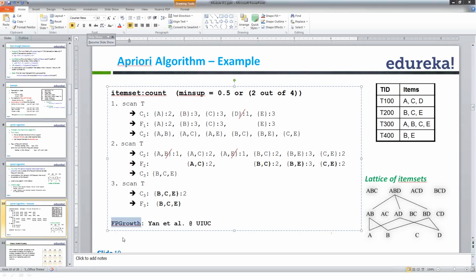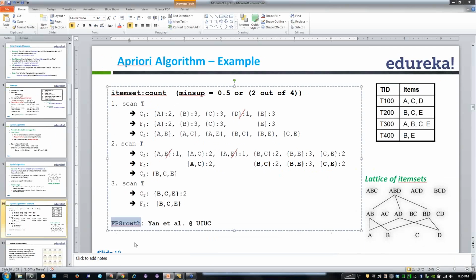Any questions? So that concludes our algorithm description of the entire thing. Any questions? Okay, so yes, that's what my next step is, showing it in Mahout.